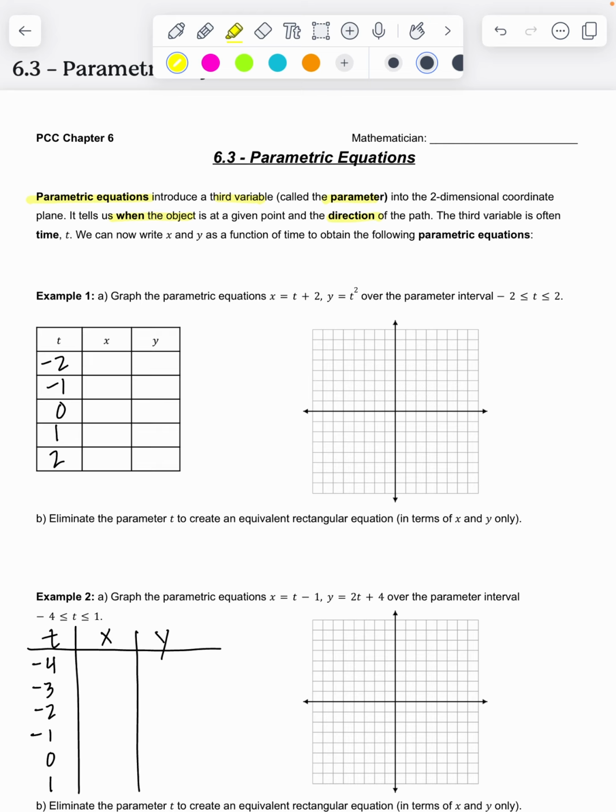Okay, so in example 1, we're going to graph the parametric equations x equals t plus 2 and y equals t squared over the parameter interval from -2 to 2. So in the table, I already put -2 to 2 as my t values, and I'm going to input those t values into each equation. So for x, I'm going to input it into t plus 2, and for y, I'm going to input it into t squared. So go ahead and fill those out. I'm going to do that as well. When I fill out these tables, I might go a little bit fast, because you should be able to do these on your own or just substitute them in on your own.